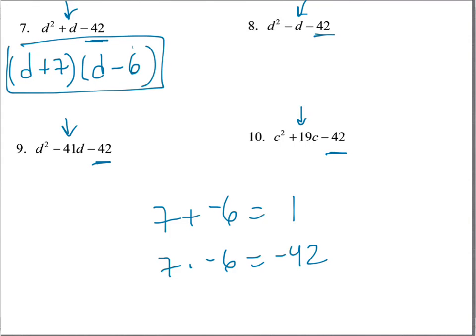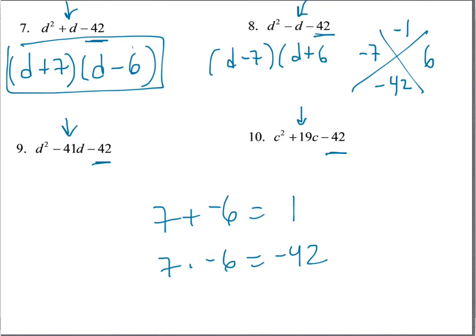Now, number 8 is different. There's still a negative 42 here, but the coefficient of the middle term is negative 1 instead of positive 1. So instead of 7 and negative 6, let's make it negative 7 and positive 6. Negative 7 plus 6 is negative 1, and their product is negative 42. So here we'd have d minus 7 and d plus 6.